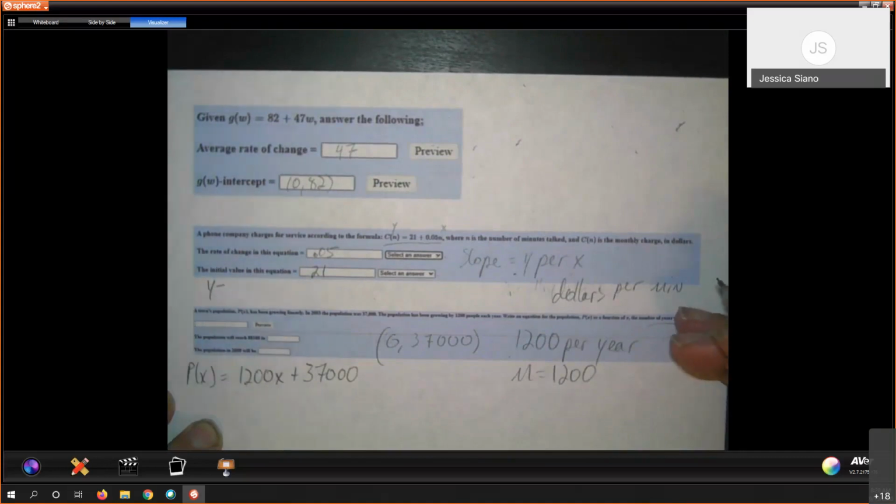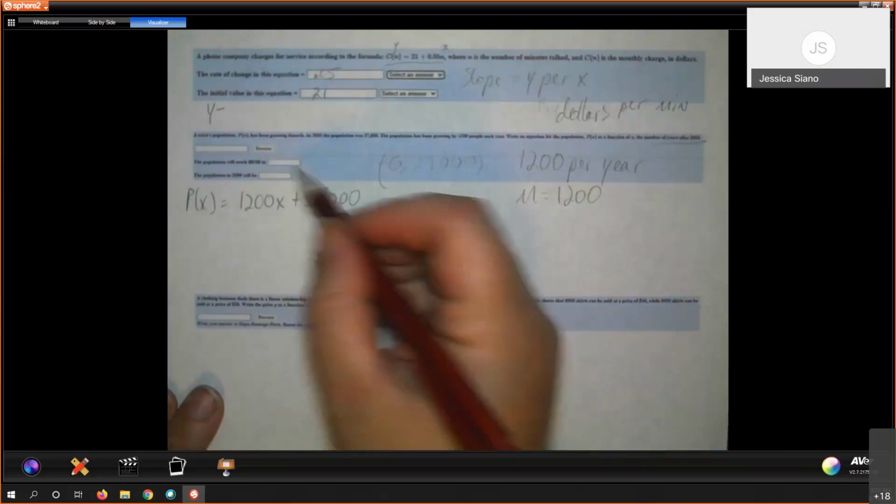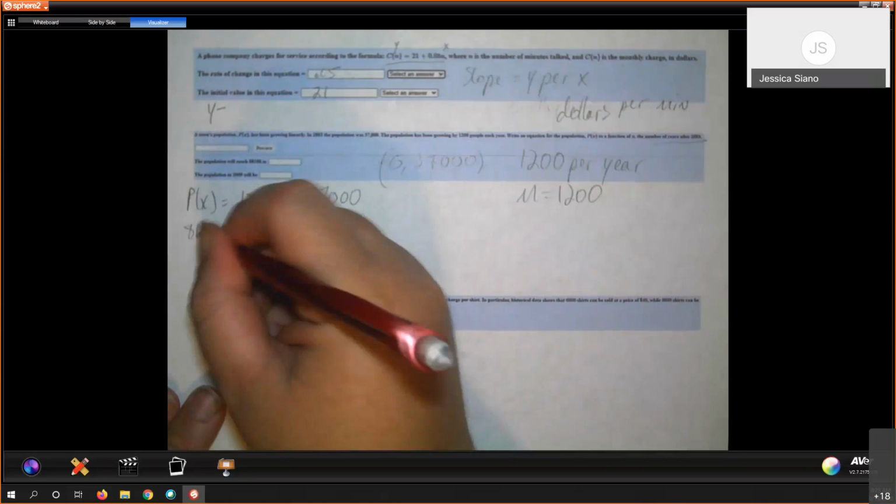Okay. The population will reach 83,100? Man, that's little. 88,100? I really can't read what it says there. Let's say 88,100. The population will be 88,100 in what year? So then if that's a population, P is population. So I'm going to plug that in over here.